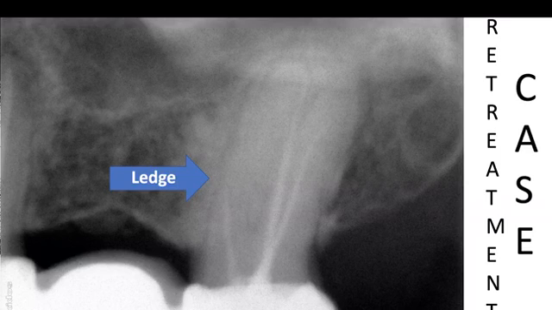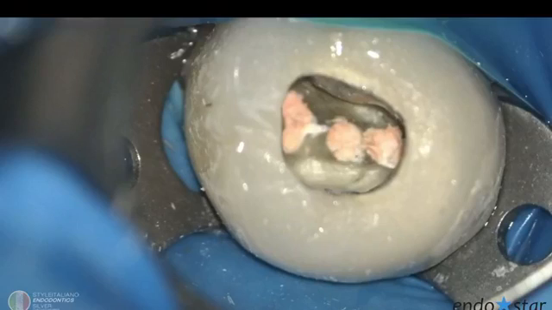I'm showing here another case, a retreatment case also, where we have a ledge in the coronal part, in the mesial root of this tooth. As you can see, it's a retreatment, so we have some product inside the canal. This case was done by a colleague of mine, and he did the bridge. And after a year, the patient started feeling some pain on the tooth. So he sent it to me.